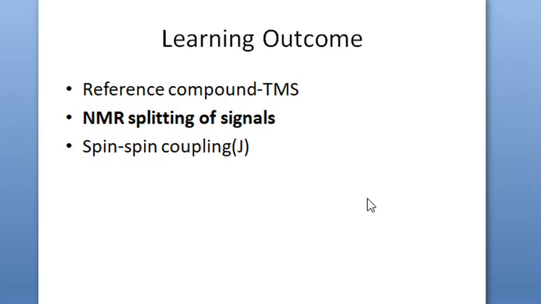How singlet, doublet, triplet signals are obtained, which is calculated as the multiplicity of signal, and the other one is spin-spin interaction, which is given as J coupling or spin-spin coupling. Let us see these things from the lecture.